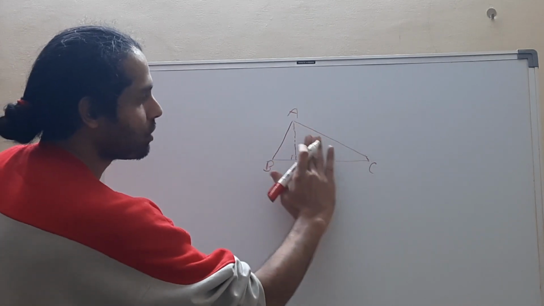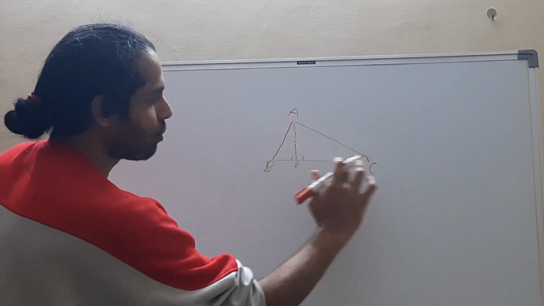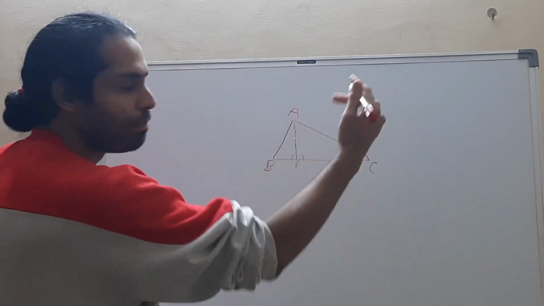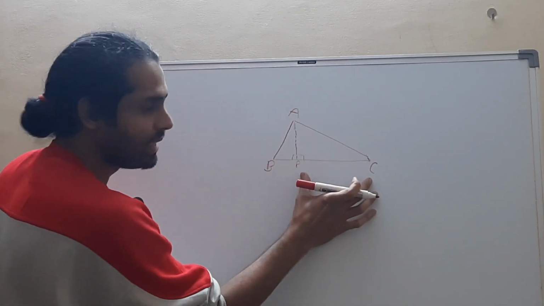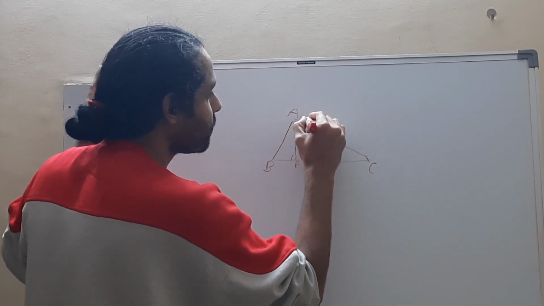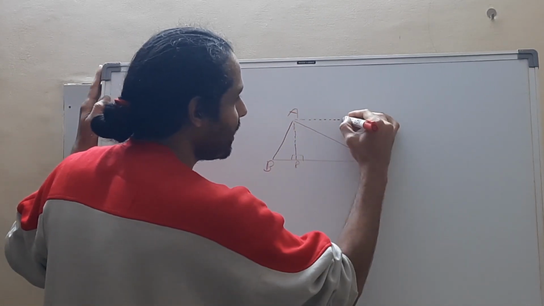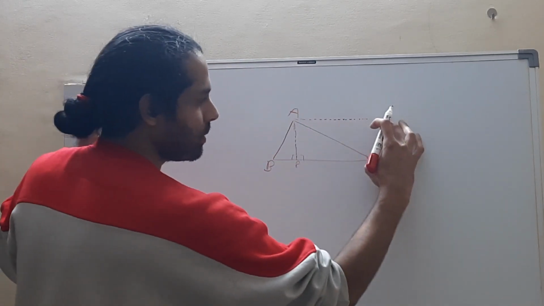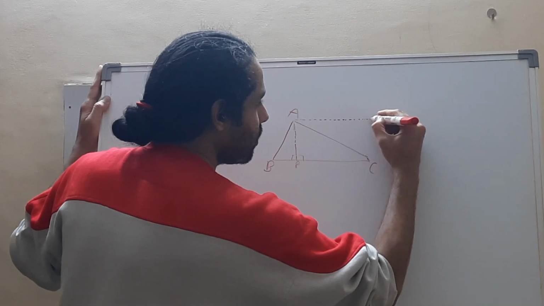Now I want you to just focus on this side of the figure. I have this smaller triangle here, APC. What I'm going to do is just complete this figure. Just like PC, above I'm going to draw another line exactly like PC, or parallel to PC. And parallel to AP, here I'm going to draw another line.